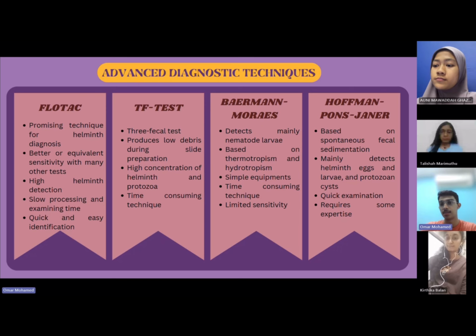The HPJ test is based on spontaneous fecal sedimentation, and it's mainly used for detection of helminth eggs, larvae, and protozoan cysts. Although it is quick in its examination, it requires some expertise to analyze the species.